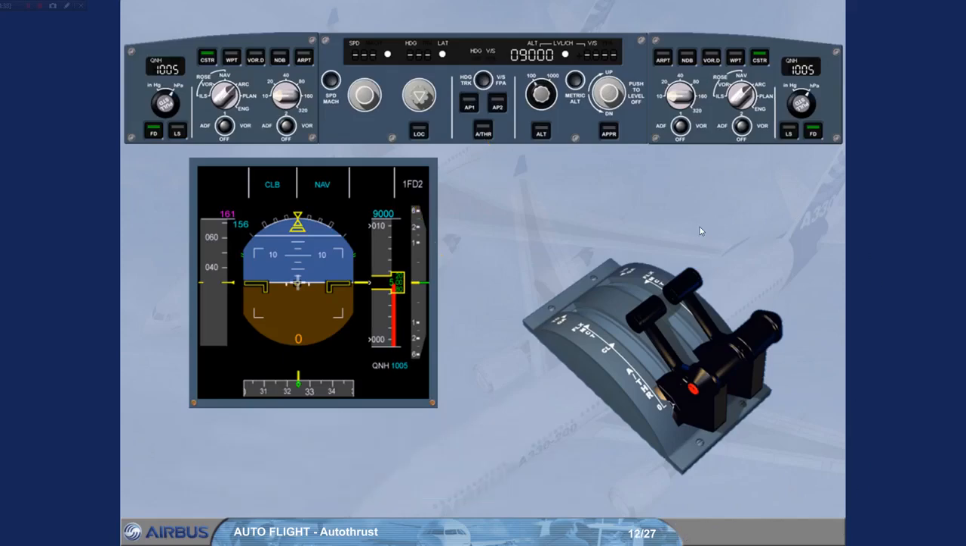You are cleared for takeoff. The pilot flying must manually set the thrust levers to flex or TOGA to initiate the takeoff roll. Click on the thrust levers to initiate the takeoff roll.